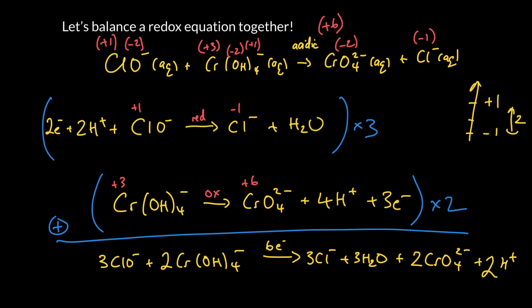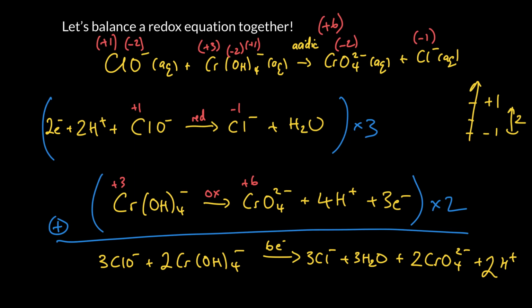So let's count. 1, 2, 3. 4 times 2 is 8. 8 plus 3 is 11. So that's looking good. We've got 2 chromiums and 2 chromiums. We've got 4 hydrogens, oh, times 2, that's 8. 3 times 2 is 6, and another 2 is 8. So that looks pretty good.